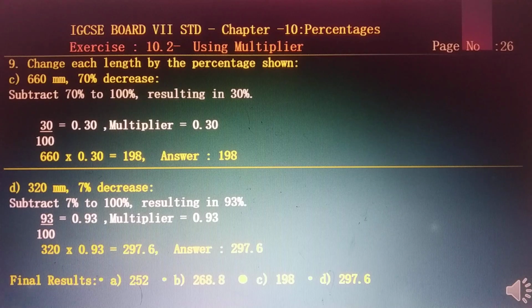And question number D also the same. 320 mm, 7% decrease means subtract 7 from 100, 93, and we are getting multiplier 0.93. 320 into 0.93, we get 297.6.